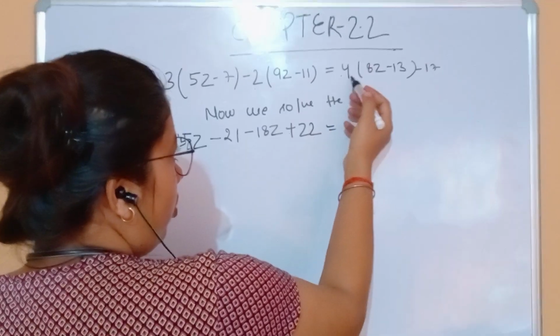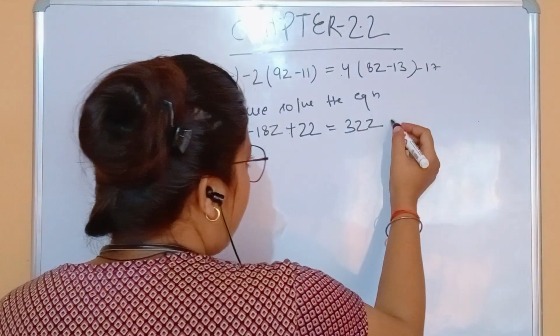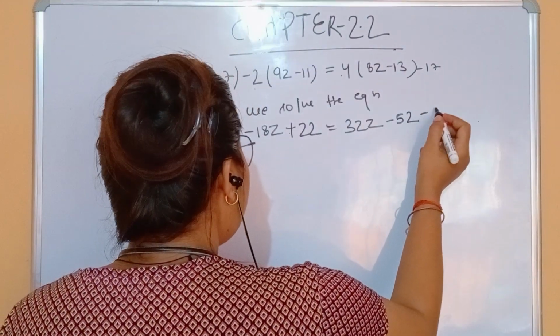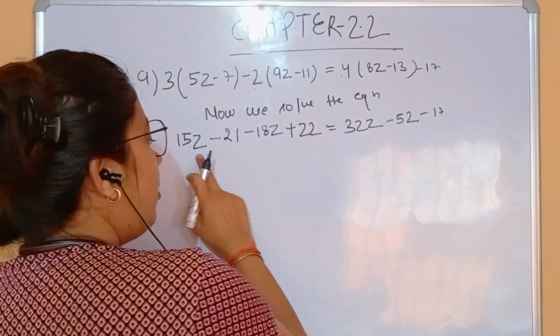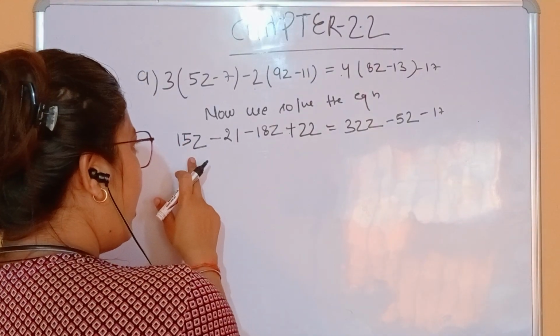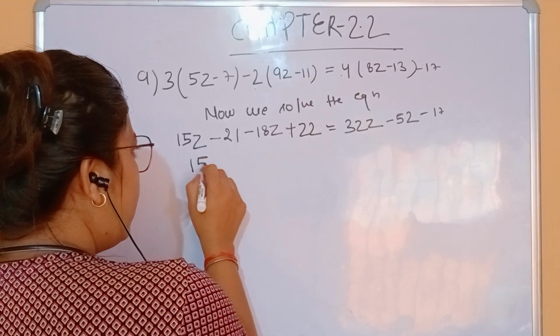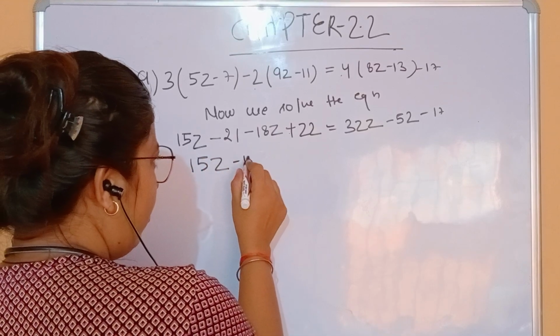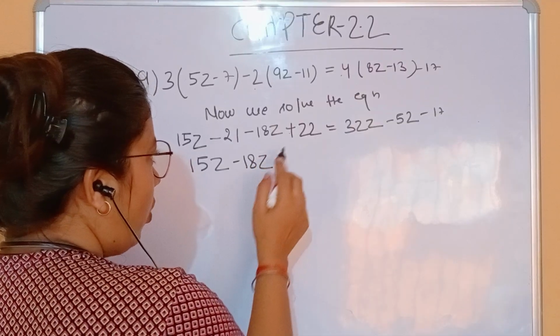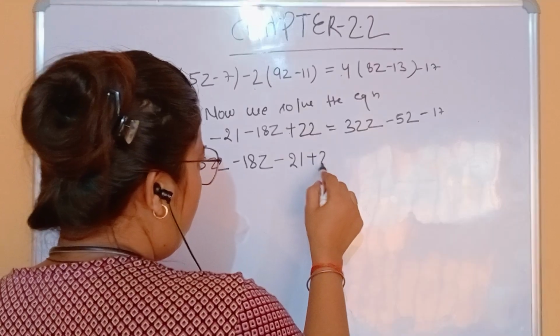Equals 4 times 8z is 32z, minus 13 times 4 is 52, minus 17. Okay, here all the brackets are solved. So what we do? First take the variables, 15z and 18z, so 15z minus 18z. And constants on one side, that is 21 plus 22.